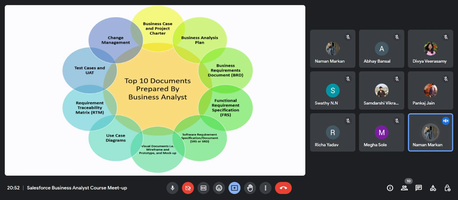This document is definitely going to be helpful in your project life cycle, or you can say a process life cycle, because you are not only building a project, we are building a process as well. So at each and every stage, this document helps you to track or monitor your process, right?